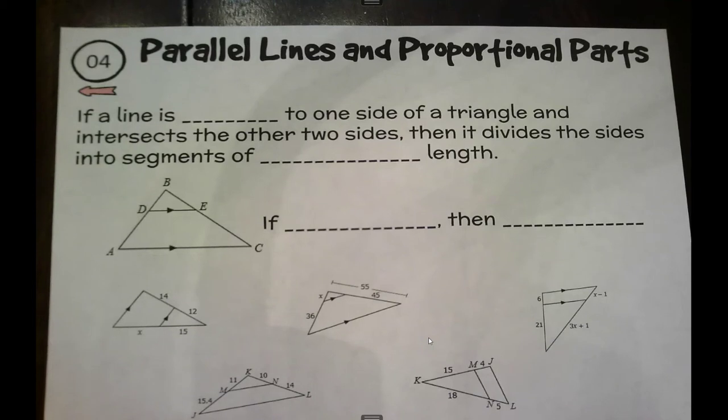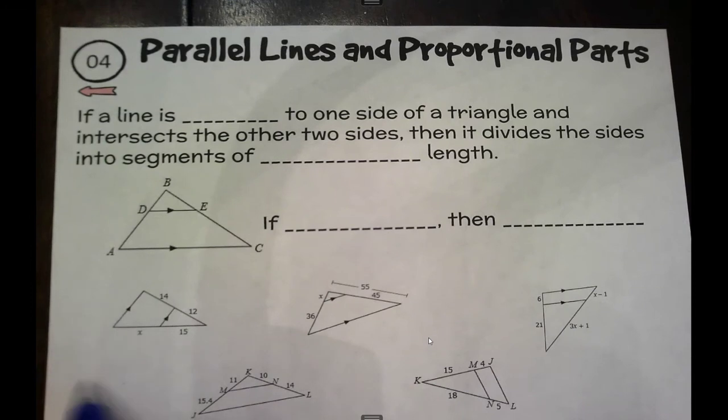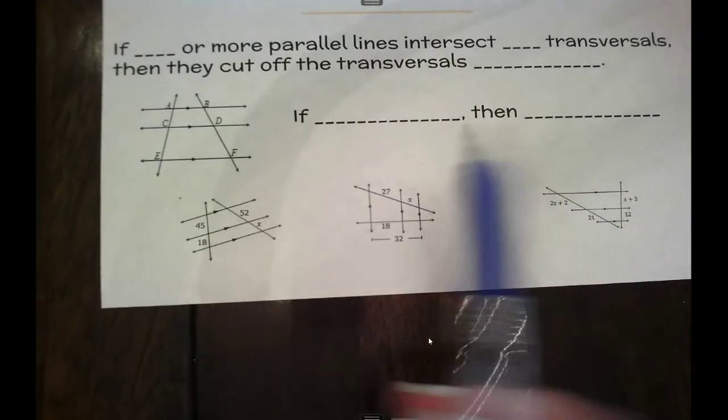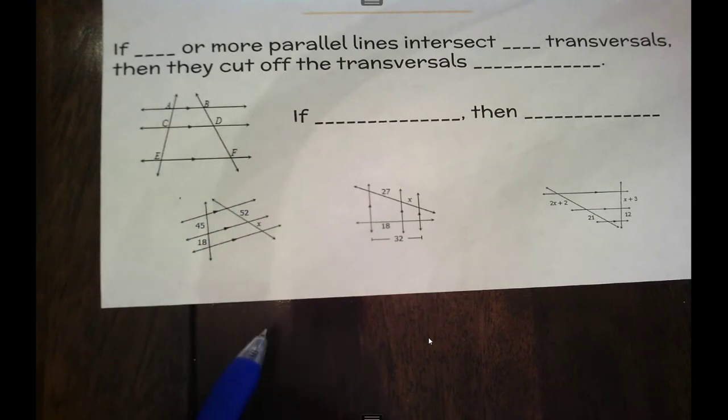Then we're going to look at if we've got some parallel lines and what is going to be proportional. So first we're going to look at some triangles that are kind of interlocked with parallel lines, what that means, and then if we've got some parallel lines and transversals, what would be proportional on those.